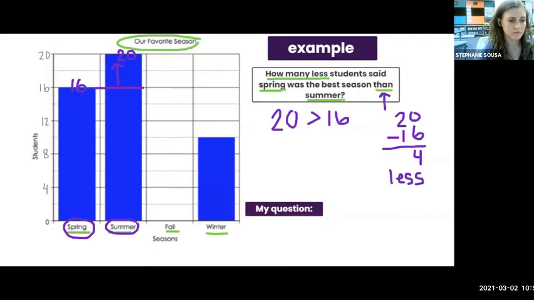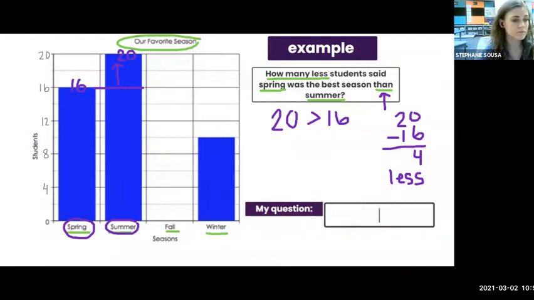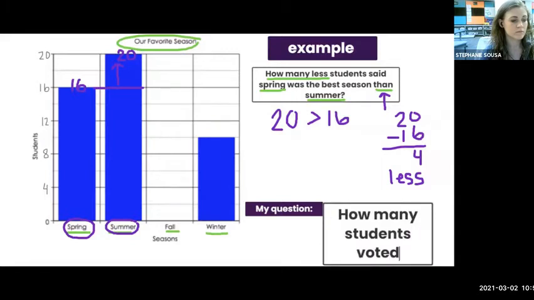Today we are also practicing asking our own questions about the graph. When we ask a question about the graph, we need to use our question words like how many more, or how many less. For this graph, I'm considering a question that would be a good, interesting question to ask a friend using the vocabulary from the graph. I'm curious about winter. How many students voted for winter?